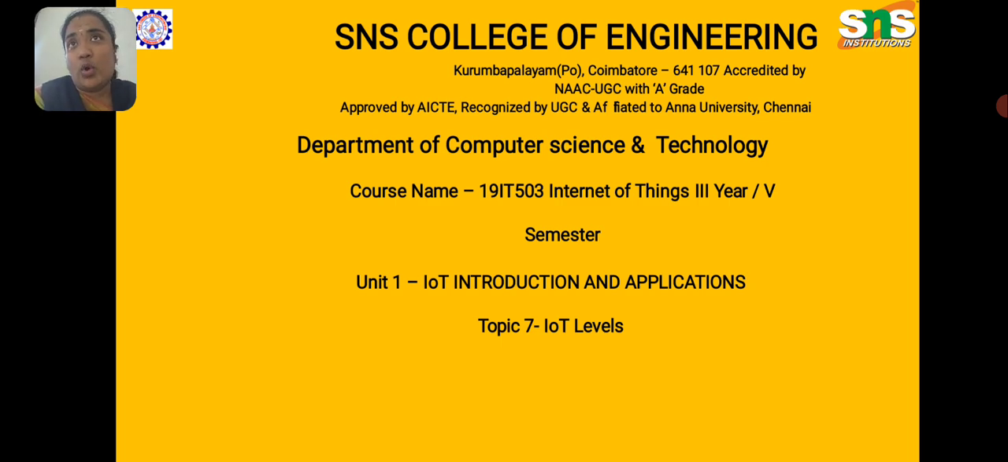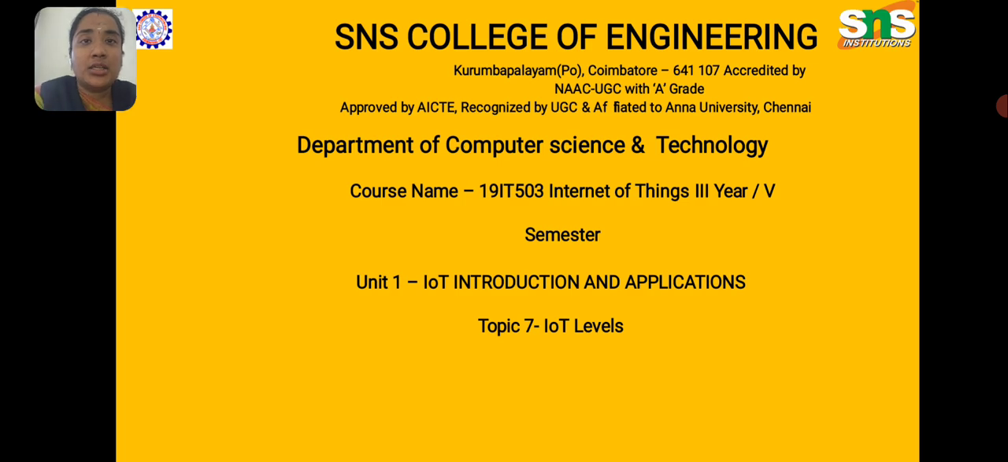In the last video, we have seen about IoT levels. In it, we have seen what is an actuator, what is a sensor, how it works, and how level 1, level 2 and level 3 are being used. And now we are going to see the next 3 levels of IoT.